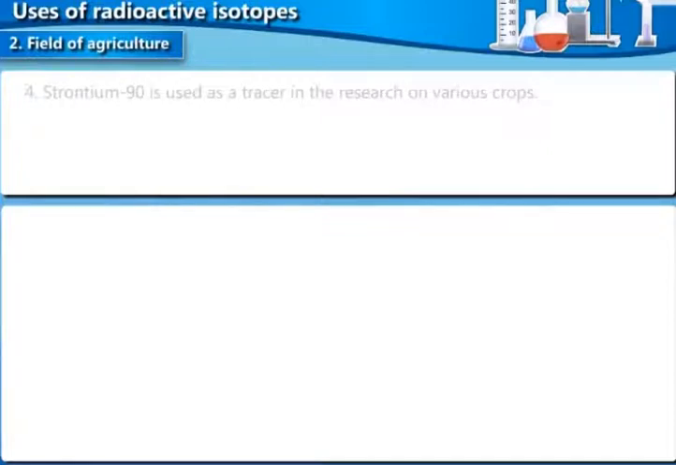So they are irradiated. Irradiated means they are exposed to radiations from cobalt. They are irradiated with gamma rays, which come from cobalt 60, to prevent their sprouting.